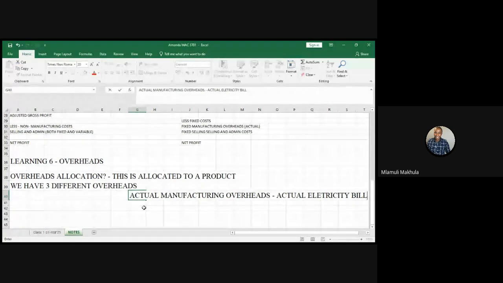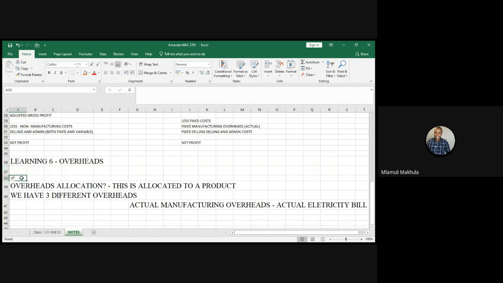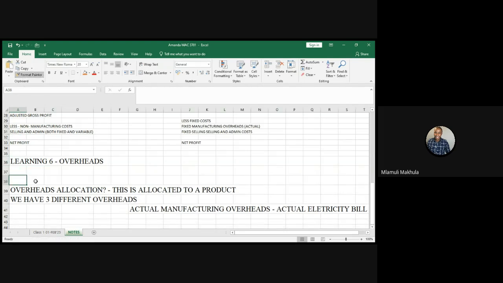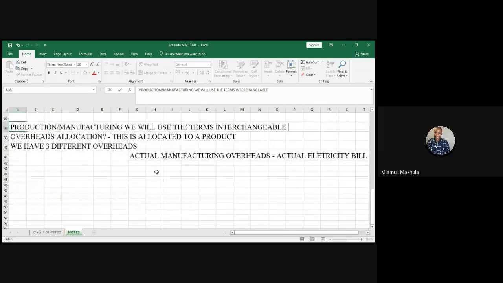We spoke about our process of producing igwinya. Another thing that I want you to be comfortable with: production and manufacturing, we will use the terms interchangeably.